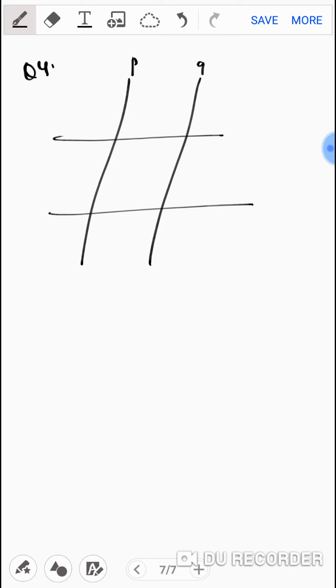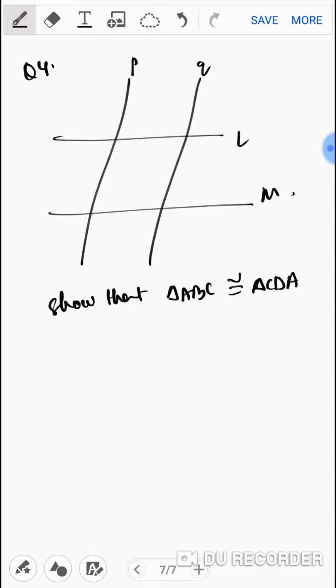Question number 4. In that we have L and M are the parallel lines intersected by another pair of parallel lines. We have P and Q. This is L and M. Okay, you have to show that triangle ABC is congruent to triangle CDA. Yes, my dear kids, I'll name this part ADBC. I know there's lots of noise in the background. Please ignore it. Okay, you have to show that ABC is congruent to CDA.